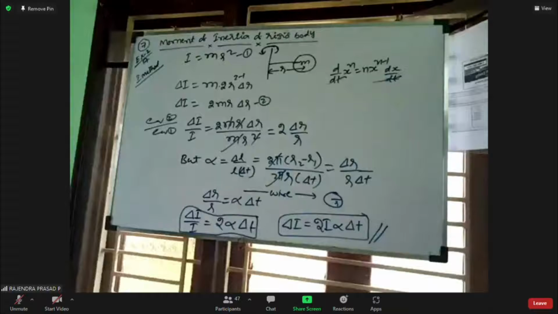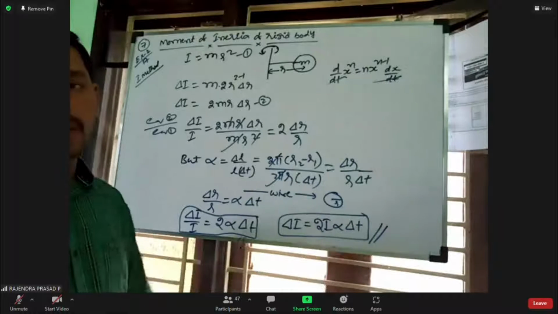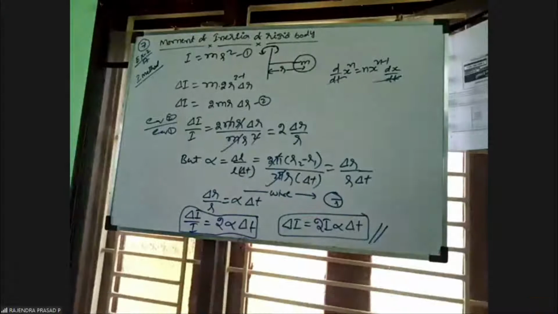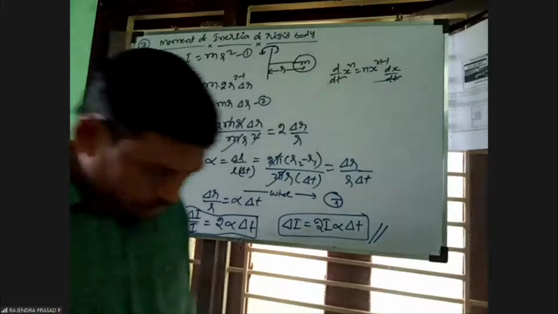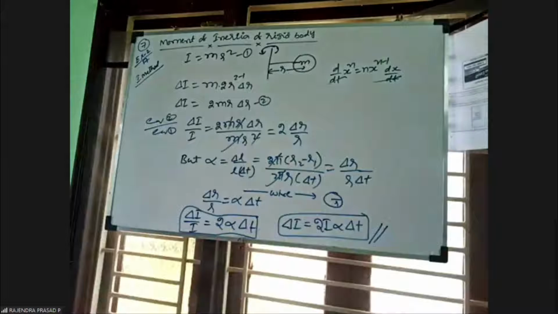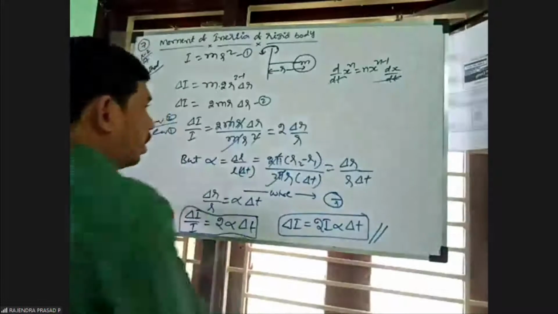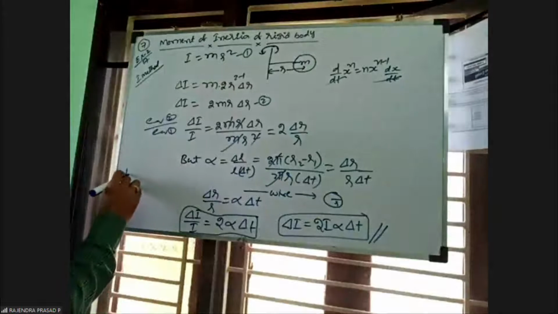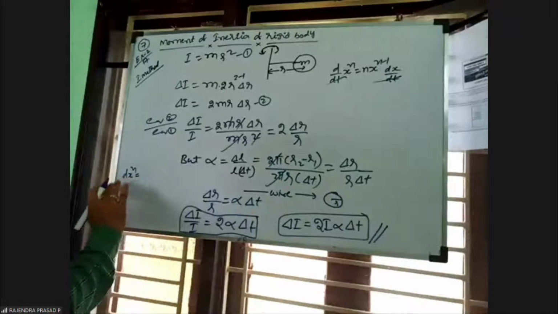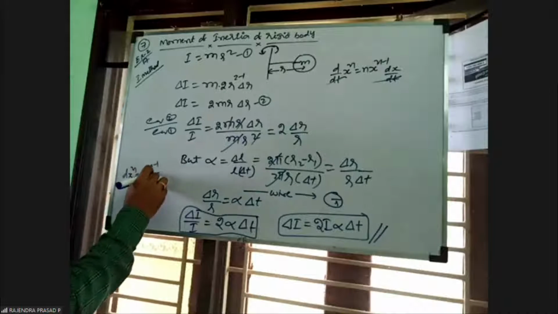The third option, 2 I alpha delta T. The differentiation formula: d of x power n equals n x power n minus 1 into dx.